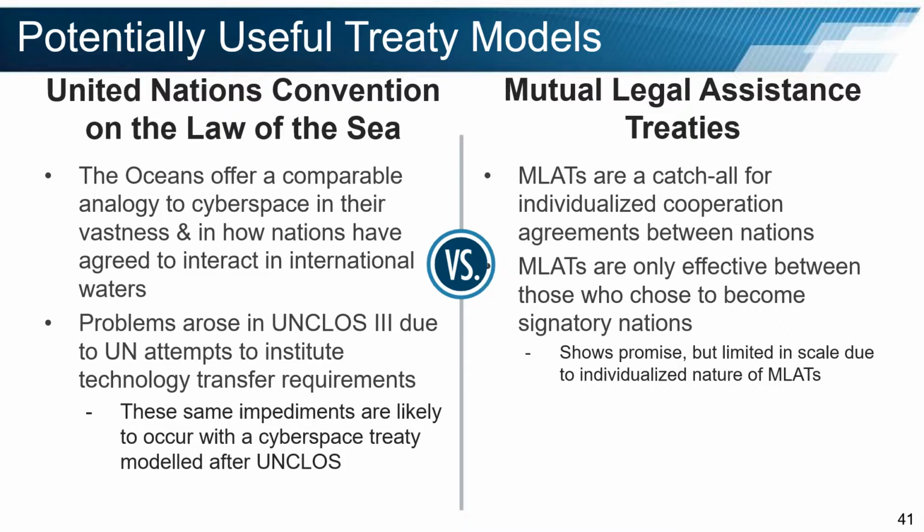Mutual legal assistance treaties, also known as MLATs, are catch-alls for individual cooperation agreements between nation-states. While these types of agreements are promising, it is worth keeping in mind that they only apply to the signatory states and cannot be used to force provisions onto non-signatory states.